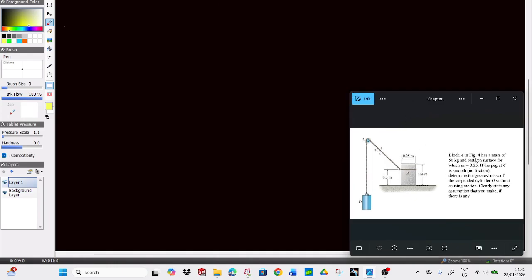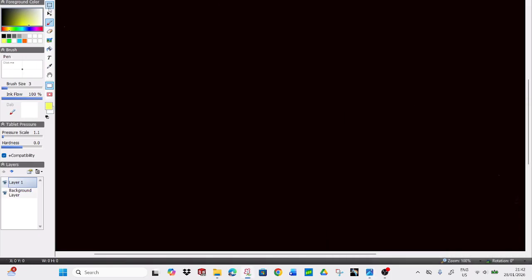So we have a block A in this figure, which has a mass of 50 kg and is resting on a surface for which the coefficient of static friction is 0.25. The pulley at C is smooth, meaning there's no friction there. Determine the greatest mass of the suspended cylinder D without causing motion. Clearly state any assumption if you make any. So let's draw the free body diagram of this case.